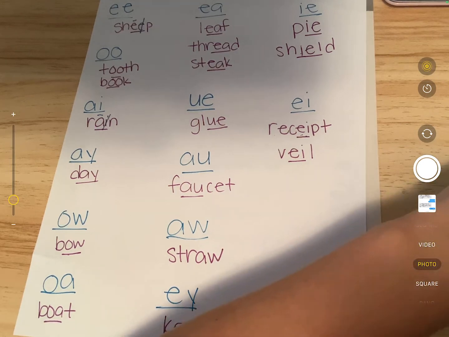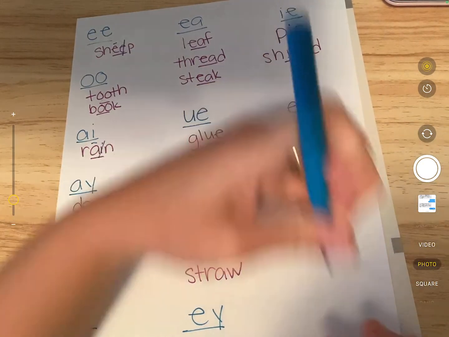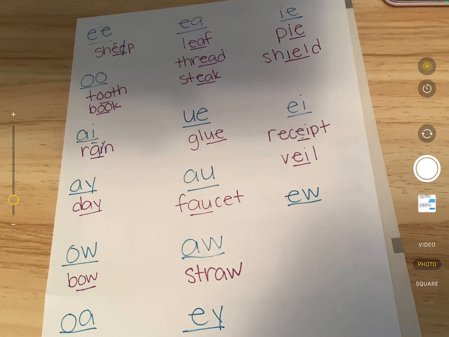Okay, you guys, the last one. I told you there were a lot. EW. What does EW say? EW says ew, like ew, gross. Can anybody think of a word that has ew at the end or in it?